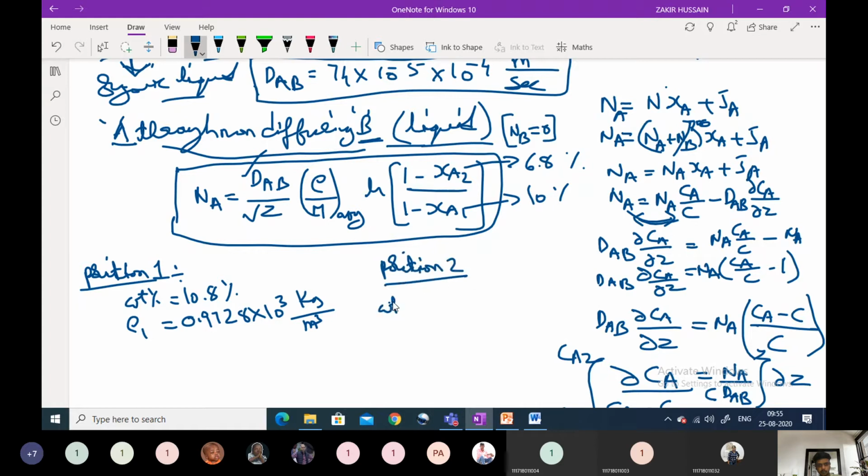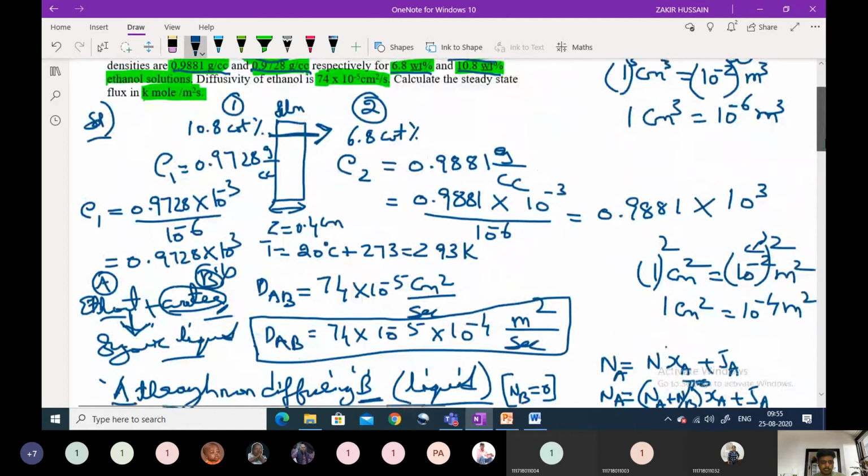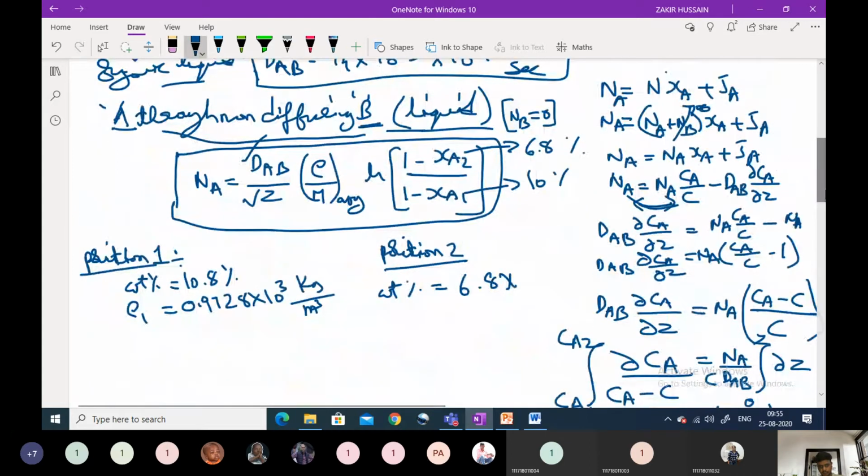At position 2, the weight percentage is equal to 6.8 percentage, and density rho 2 is equal to 0.9881 into 10 cube kg per meter cube.